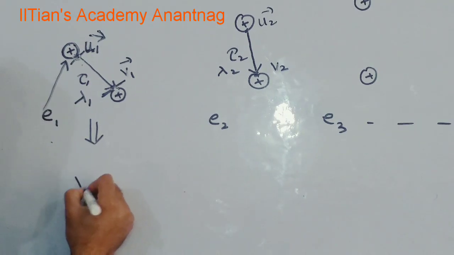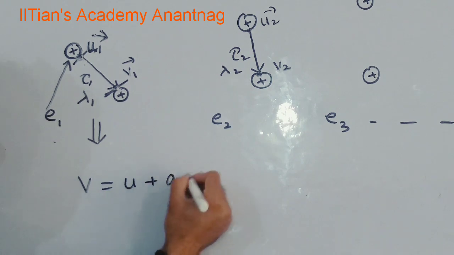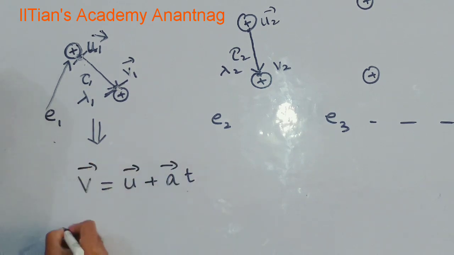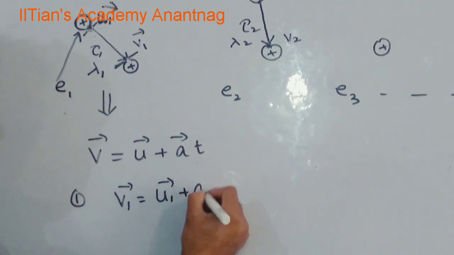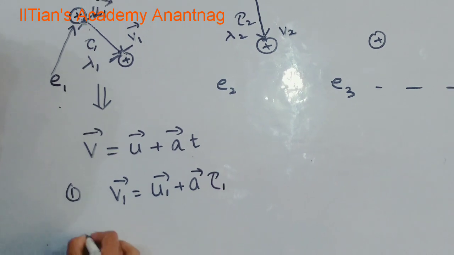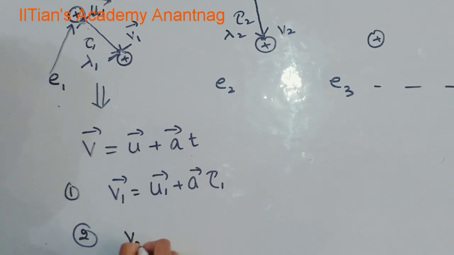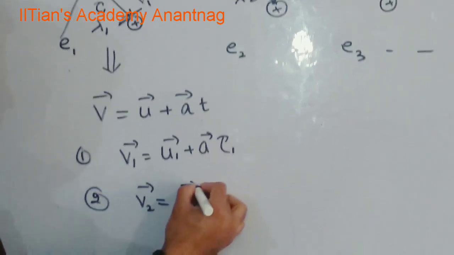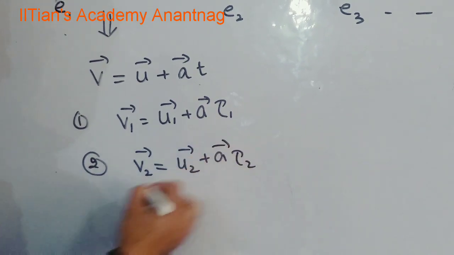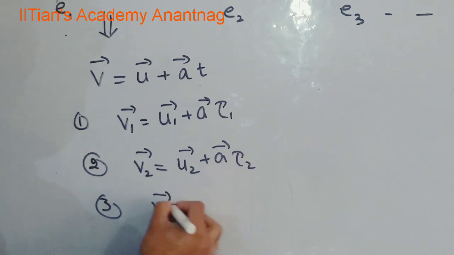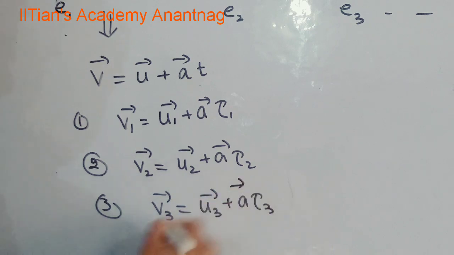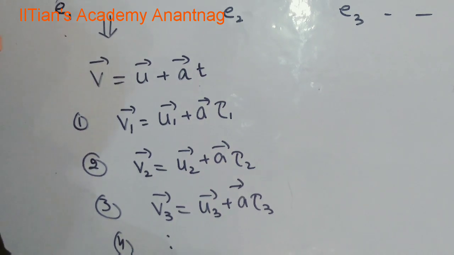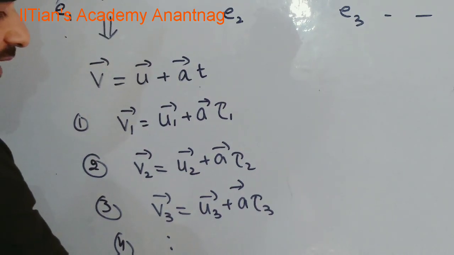The equation of motion for this electron starts with velocity u1 and ends up with velocity v1. If I use these equations for all n electrons, for the first electron v1 is equal to u1 plus a tau 1. Similarly, for the second electron, v2 is equal to u2 plus a tau 2. For the third electron, v3 is equal to u3 plus a tau 3. For the nth electron, Vn is equal to Un plus a tau n.